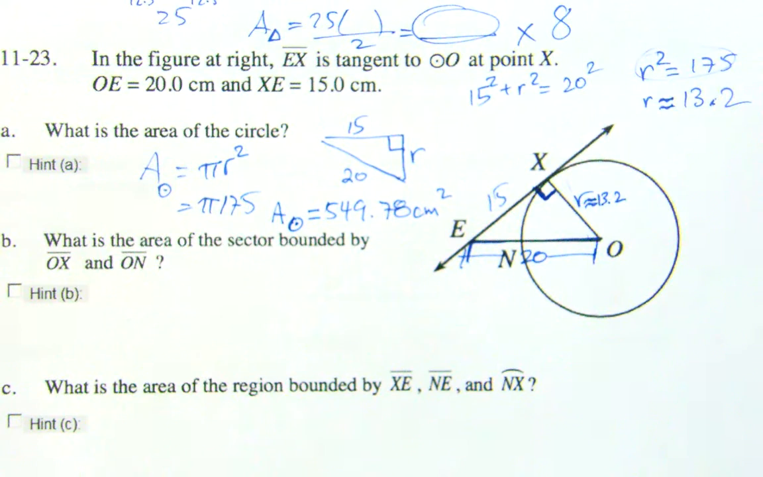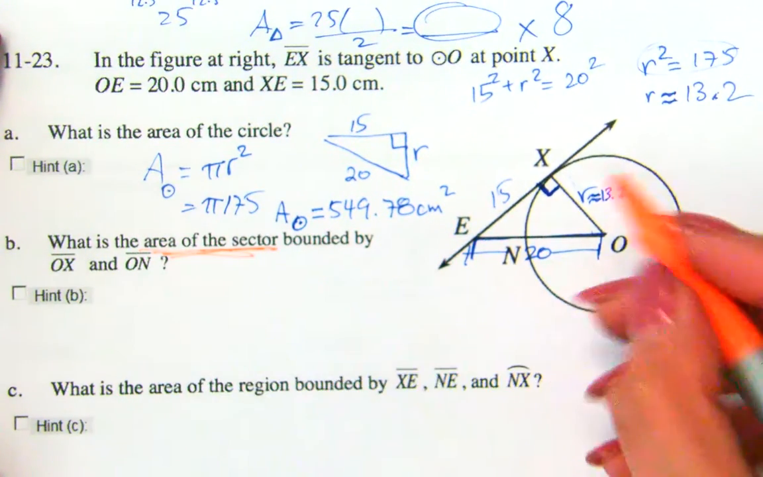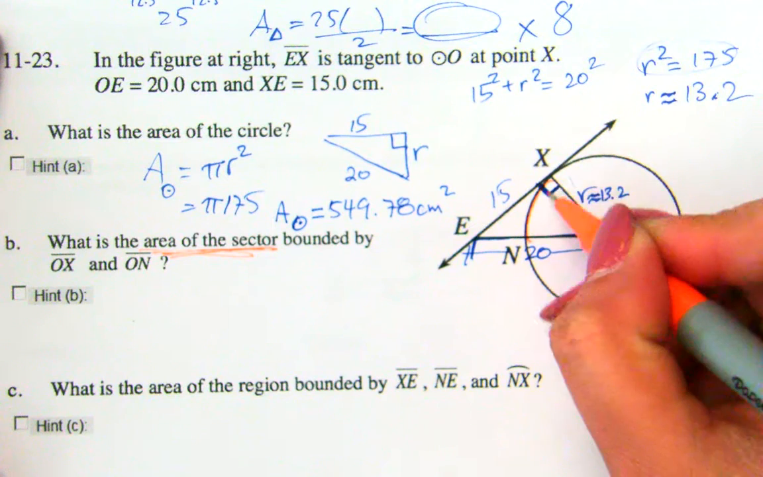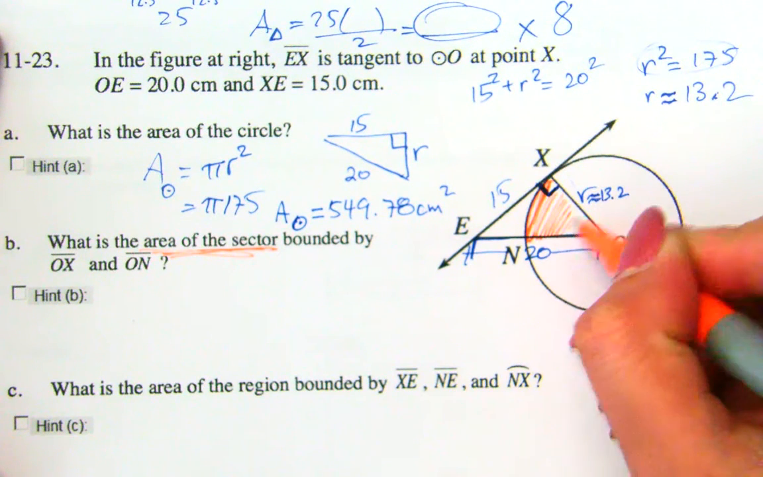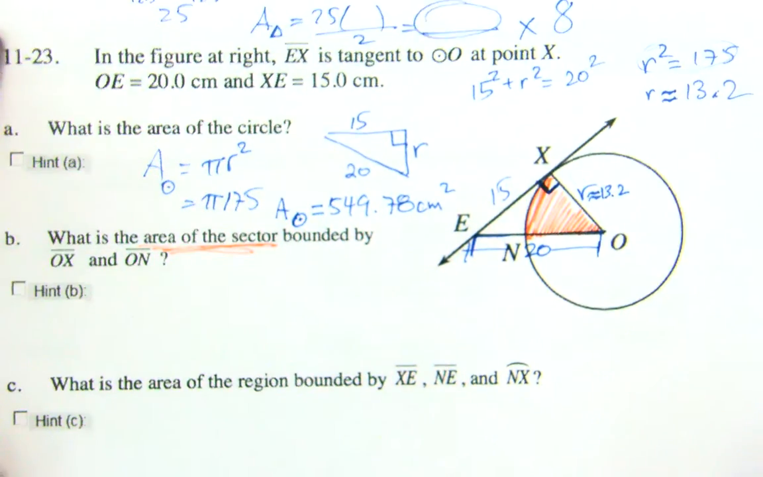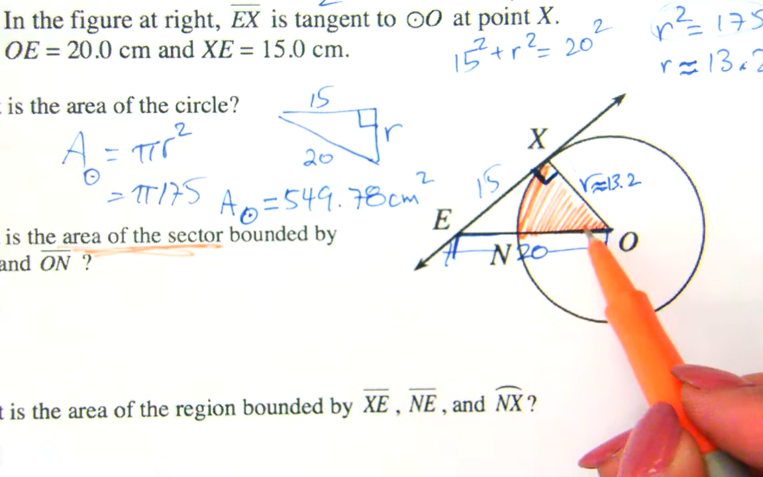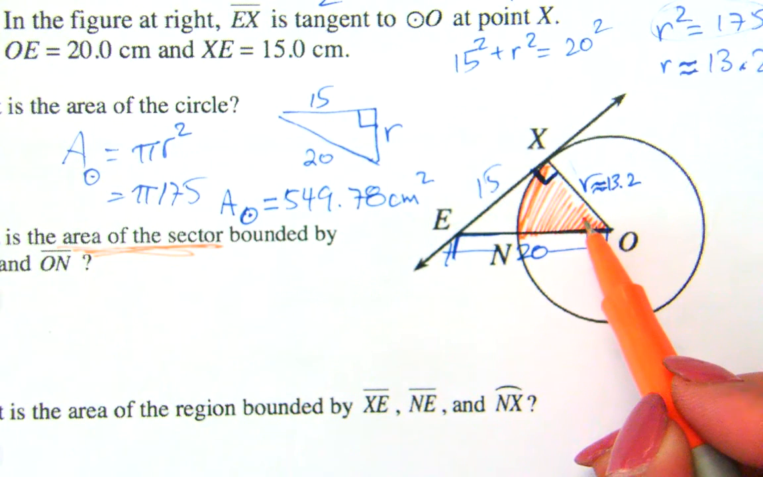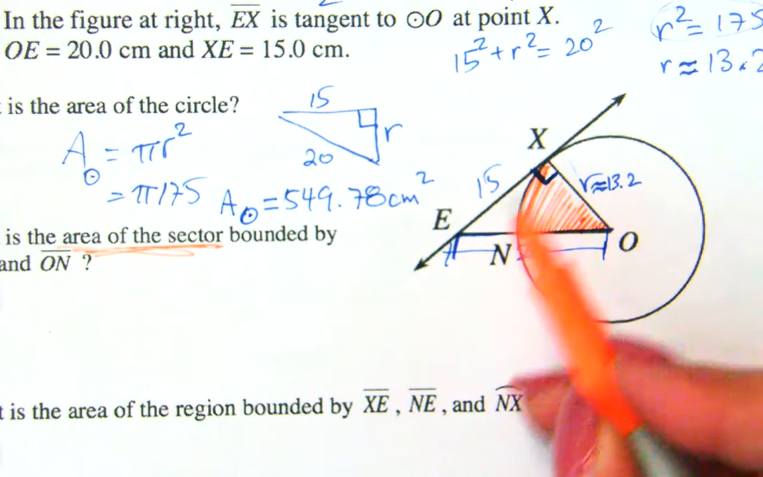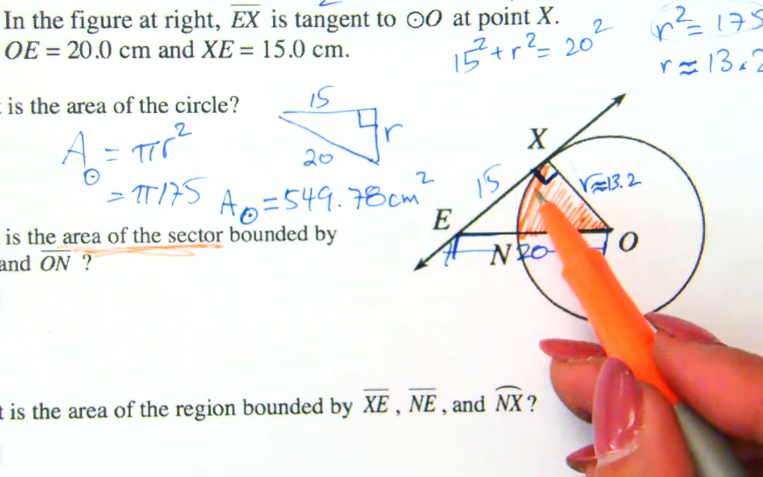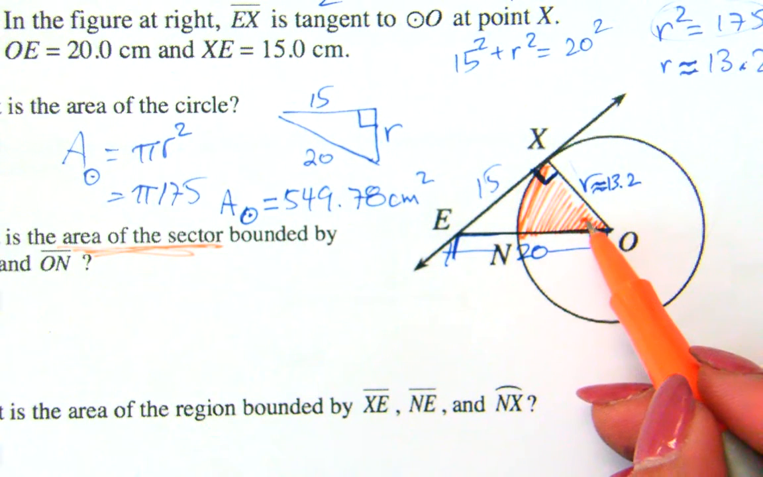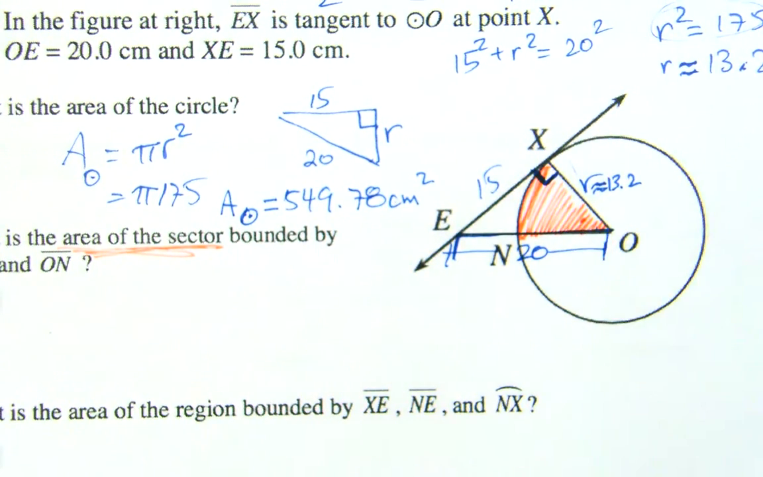Okay, next. What is the area of the sector bounded by OX and ON? So what it wants is the area of the sector, the sector meaning the slice of pizza that is over here, this one in orange. In order for you to actually get that part, you need to figure out what this angle is on the inside here. It's not 15. It's not half of 15 either, because this 15 is not this arc. So you can't tell me 7.5 or something like that.